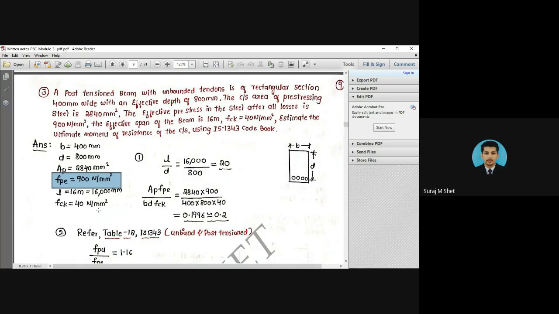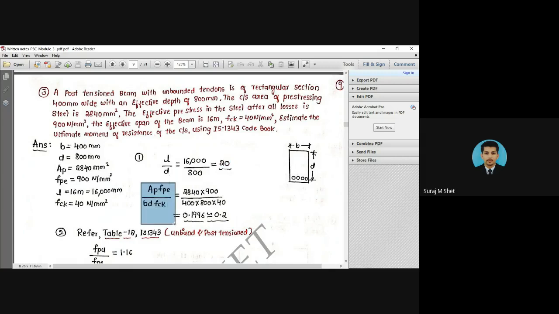FCK of the concrete is given. For the unbonded section, first you have to calculate the L by D. I already showed in a table for the unbonded section 30, 20, 10 as the L by D ratio. The L by D ratio is normally a whole number, like you'll get 20, or 30, or 40. The remaining procedure will be the same. So what is the first step?